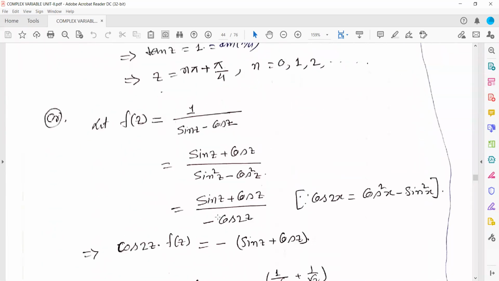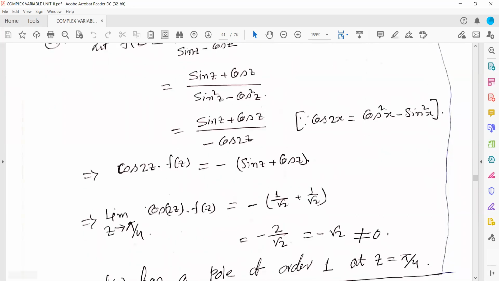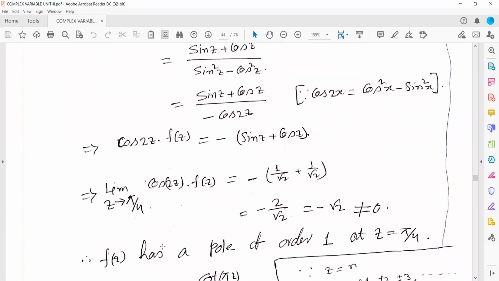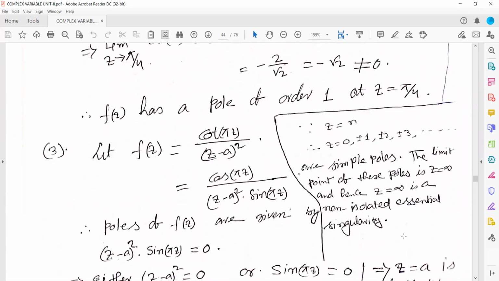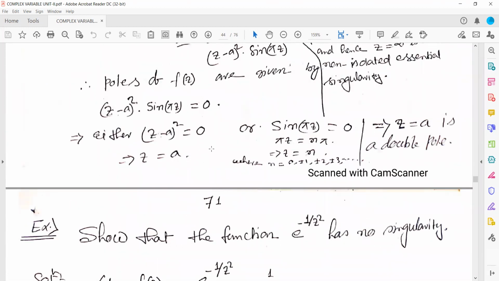Or in other words, you can do like this also. If you rationalize it, you will get cos 2z times f(z) equal to minus sin z plus cos z. And if you take the limit as z tends to π/4 of cos 2z times f(z), you will get minus root 2, that is not equal to 0. And so f(z) has a pole of order 1 at z = π/4. Like this also you can do that one. Then this is of the same kind.